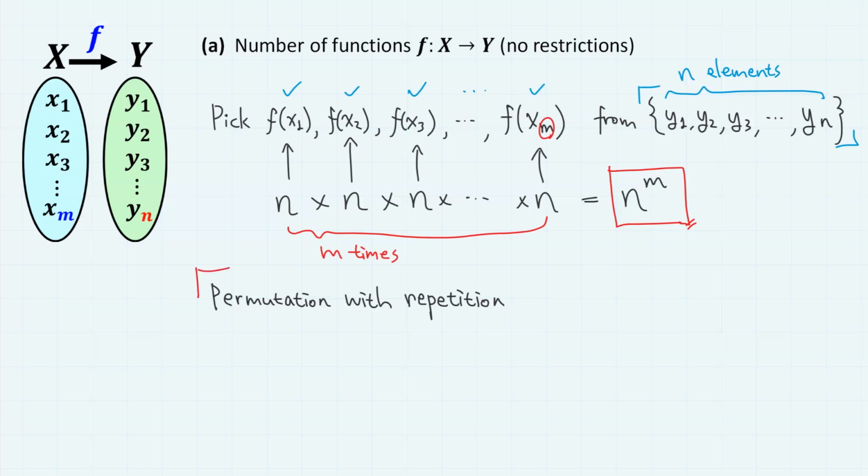This is the permutation with repetition. That is, the number of ways to choose m elements from the set of n elements and arrange them in a straight line, and we can choose the same elements multiple times. So that was the first problem.